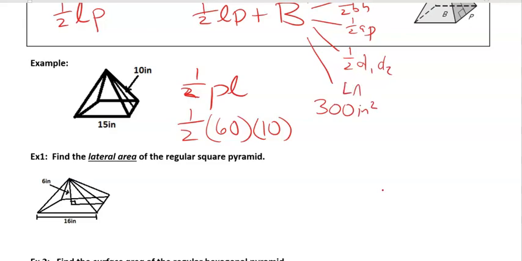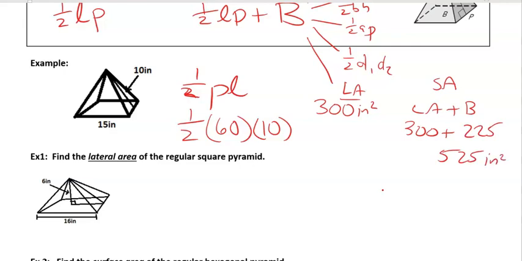Now that is your lateral area. Your surface area, on the other hand, is lateral area plus a base. So it's going to be 300 plus a base, which is 15 times 15. I think that's 225. Did I get that right? 15 times 15, yeah. 225, great. And that gives you 525 inches squared. Notice all the work I'm showing. I show the formula, and then I put stuff into it.